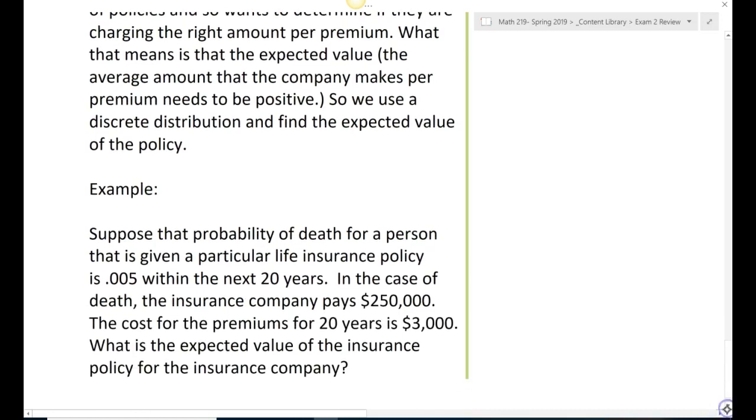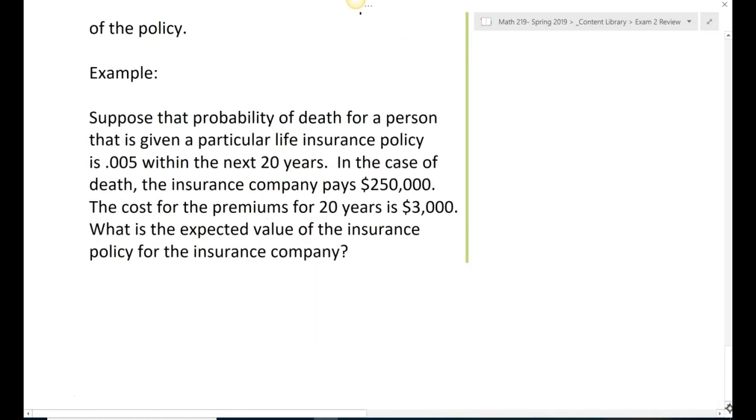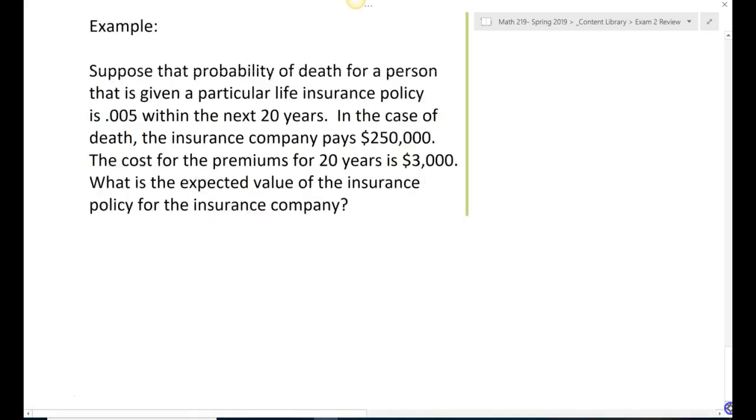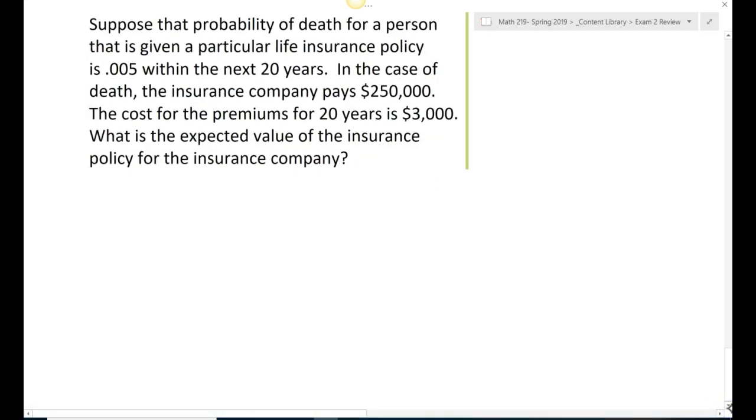So, suppose the probability of death for a person that is given a particular life insurance policy is 0.005 within the next 20 years. In the case of death, the insurance company pays $250,000. The cost for the premiums for 20 years is $3,000. What is the expected value of the insurance policy for the insurance company? Okay, first things first, notice for the insurance company, and the reason why that's going to be important is because it's going to set up our positives and our negatives.